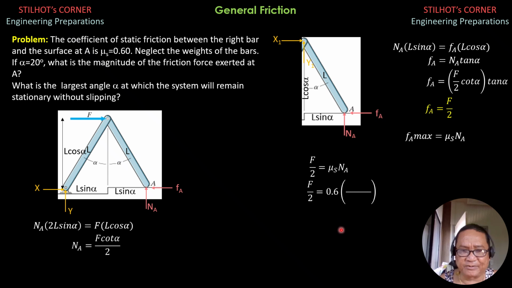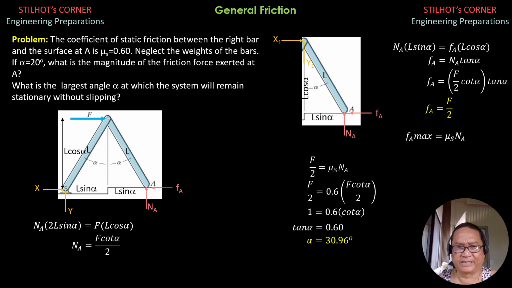So F over 2 equals 0.6 times F cotangent alpha over 2. We cancel out F over 2. So 1 equals 0.6 cotangent of alpha, or tangent alpha is 0.6 over 1. So tangent alpha is 0.6. From there, we can now compute alpha, and it is inverse tangent of 0.6, and that is 30.96 degrees. So that's it for this video.